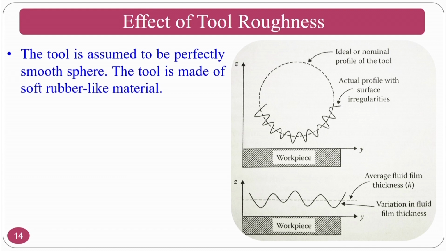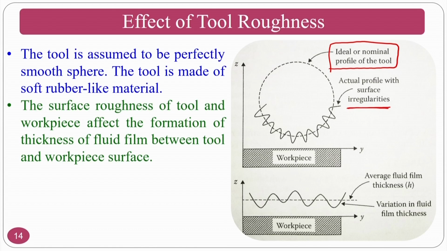So, if you see the roughness of the tool, that is a sphere, what will happen? Your required ideal surface is this particular sphere, but normally you will always have an actual profile with a lot of roughness. This is assumed to be a perfectly smooth sphere, but normally the tool will have a soft rubber-like material. The surface roughness of the tool and workpiece affects the formation of the thickness of the fluid film between the workpiece.